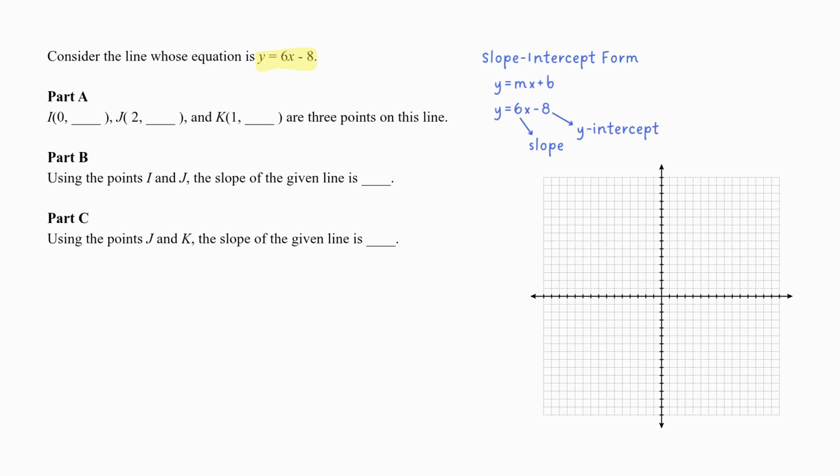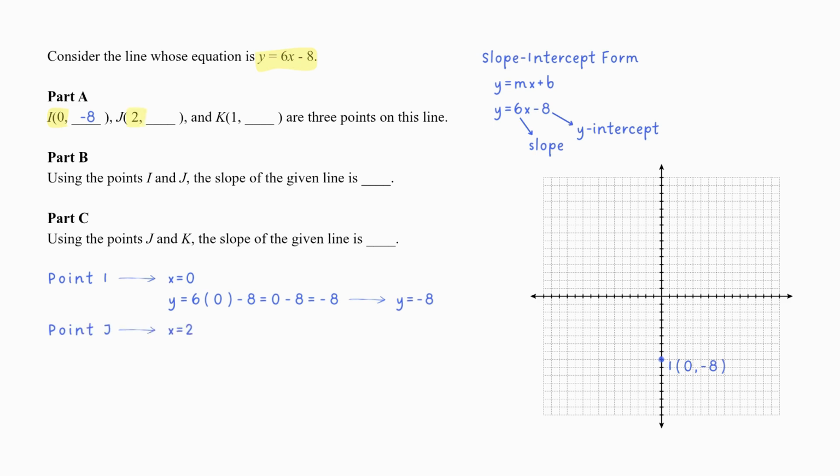Part A. To find the missing y value for any point, you just take the x value and substitute it into the equation. For point I, substitute 0 for x. y equals 6 times 0 minus 8. So, y equals negative 8. Point I is (0, negative 8).